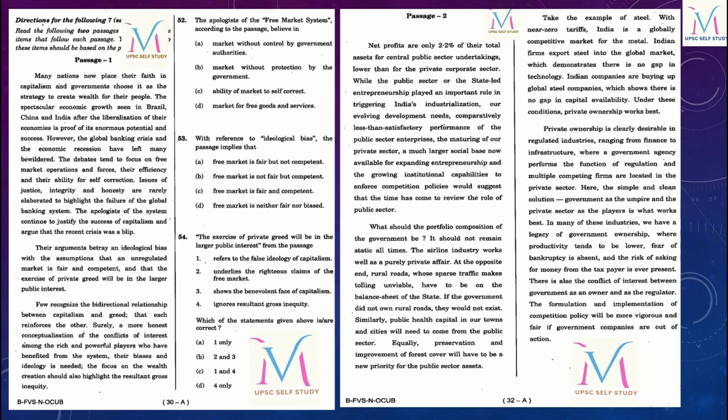And coming to the next passage, these next questions are also about the passage only. If you come to the passage, net profits are only 2.2% of the total assets of the central public sector undertakings, lower than for the private corporate sectors.